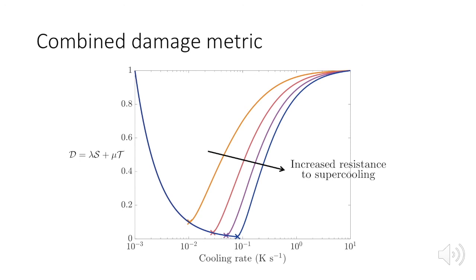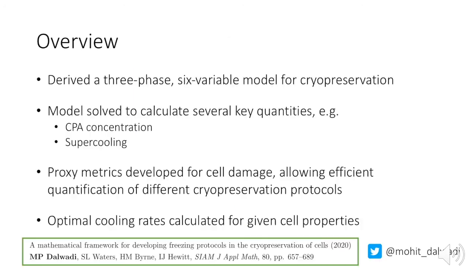The penultimate slide here shows how you can use these two metrics to obtain an overall combined damage metric, denoted by D. I've derived this using a linear combination where the strengths of each will depend on the susceptibility of a given cell type on each damage mechanism. I've plotted 4 different curves which correspond to 4 different resistances to supercooling. You can see that the optimal cooling rate, which is the minimum point on each curve, increases as resistance to supercooling increases, as you'd expect. But this figure represents a quantification of that in terms of the parameters of the system.